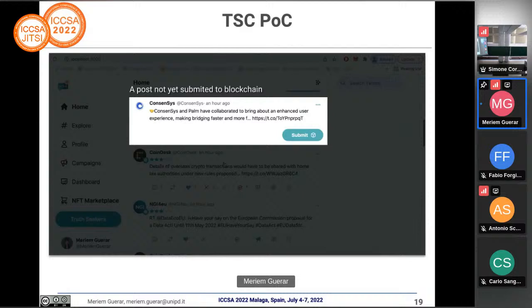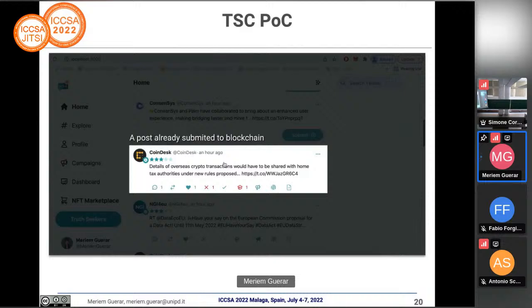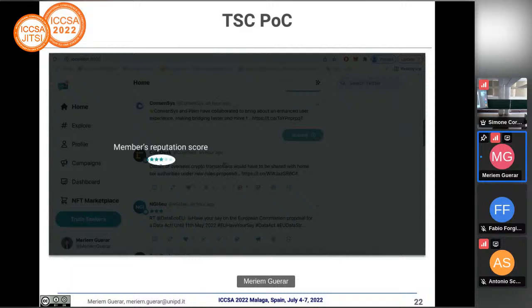Remember that users are identified by their real identity. So the users who submit the post to the blockchain will be rewarded to encourage them to do that. And posts already submitted to the blockchain will be augmented with some information and functionalities. There are the traditional actions such as likes, comment, share, and new features like the green badge that shows if the author is a TSC member. The five stars represent the reputation score. The user can vote on the content veracity by voting fake or true. It's worth mentioning that the user will be rewarded immediately for voting or submitting a post to the blockchain by receiving one TSC token, which can be used to buy NFTs in the platform.